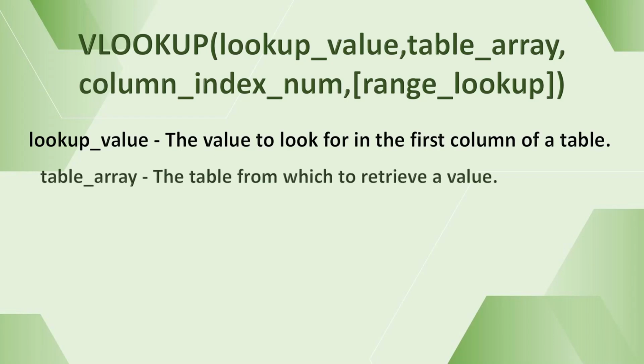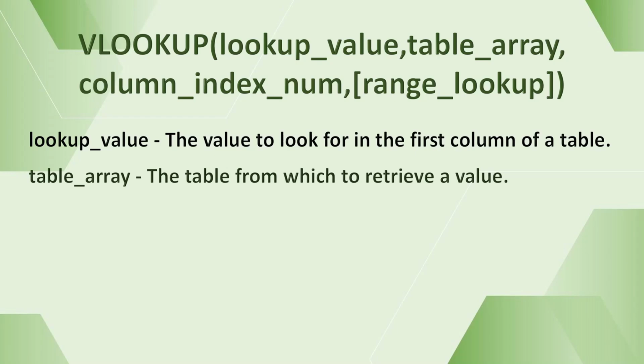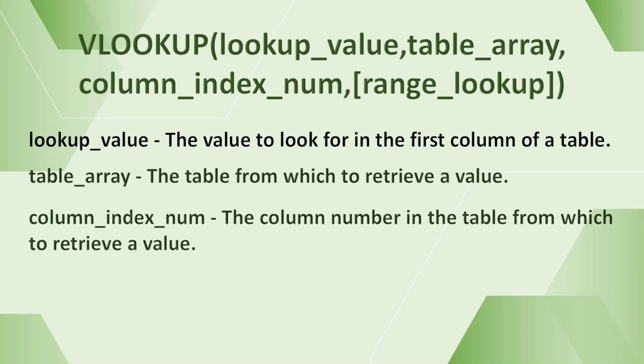Unlike numbers and cell references, text values should always be enclosed in double quotes. The second argument is the table array, which is the data array that is to be searched. The VLOOKUP function searches for the lookup value in the leftmost column of this array. You can also use a named range or a table. The third argument is the column index number, which is the number of the column from which to return a value. The counting starts from the leftmost column in the table array, which is 1.